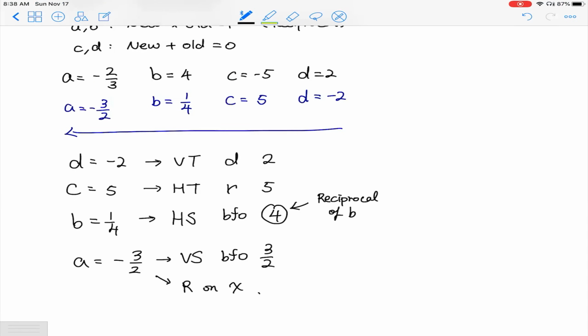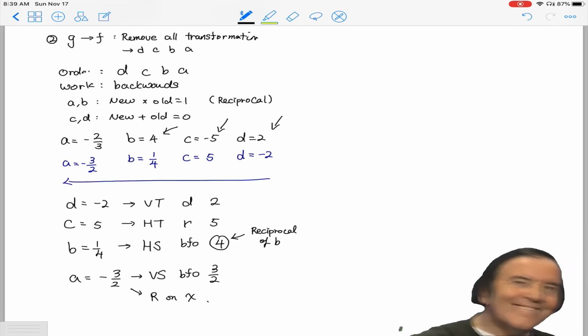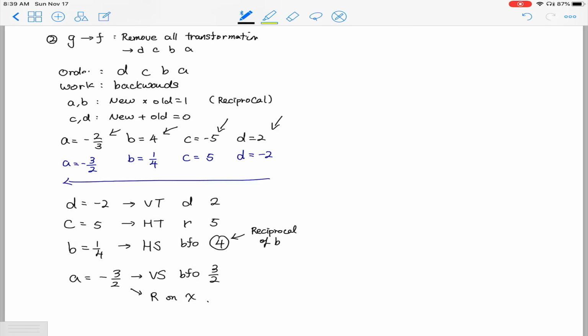If you take a look at this, it actually does make sense. The original was moved up by 2 units, therefore it has to go down by 2 units to go back to its original position. It moved to the left by 5 units previously, so in order to go back to the original, we have to move it 5 to the right. This one was horizontally compressed by a factor of 1/4, therefore we have to horizontally stretch by a factor of 4 to go back to the original, and same thing goes for the A. These are the transformations you have to go through to go back to the original parent function.